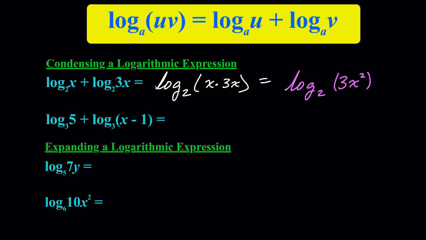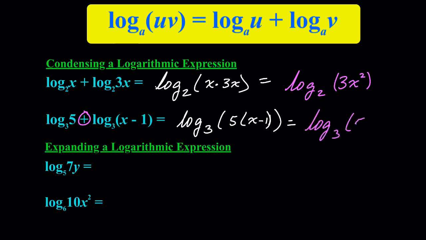All right, so the next one, once again, we have addition, and they are the same base value. So this is going to go down to log base 3 of 5 times the quantity x minus 1, which will give you log base 3 of 5x minus 5. That is the condensed form of these logarithms. All right, so we condensed by going from 2 logarithms down to a single logarithm.